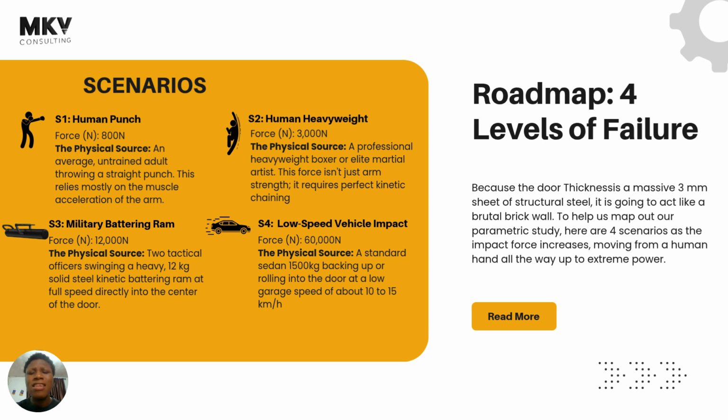And then the third, we'll look at a battering ram, where two or three police officers hit the doors themselves. Then for the high speed vehicle, we'll be simulating the car slamming into it. Because the door thickness is 3 millimeters, you have to know that it's going to act like a very brutal thick wall. And then for these four scenarios, we'll now walk through them.